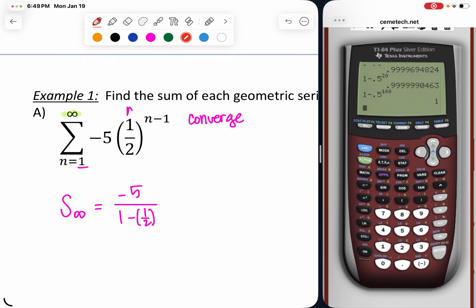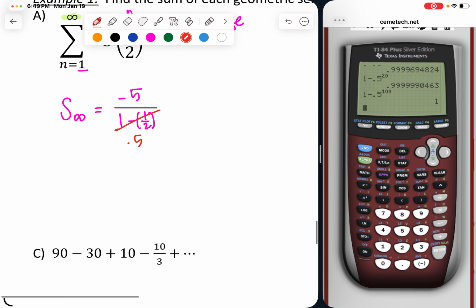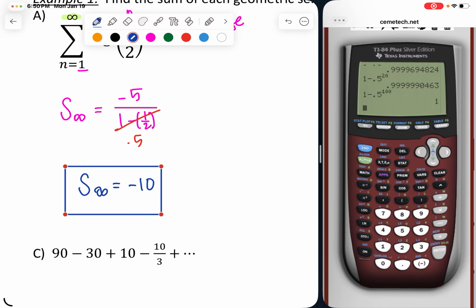Do your denominator first always, because that's some mental math. Otherwise, you have to put it in your calculator. So this is 0.5. And then we have -5 divided by 0.5, which is -10. So the sum of this infinite series is -10.